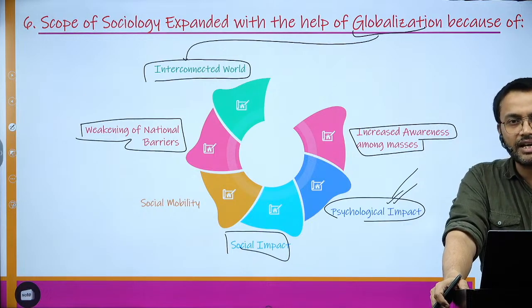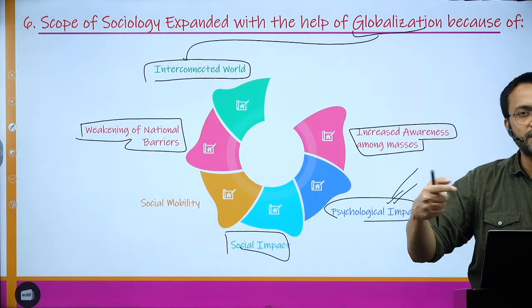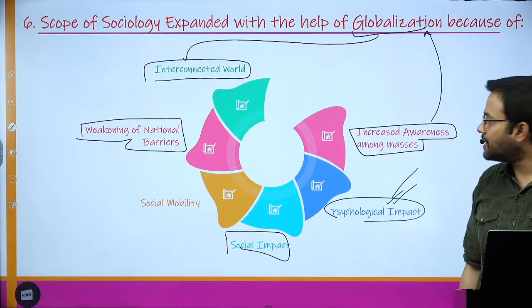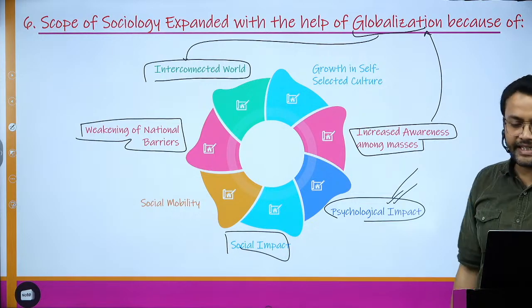Again, this brings a radical change in society. A social transformation is going on, and that transformation is possible because of globalization. Okay, and lastly is growth in self-selected culture.